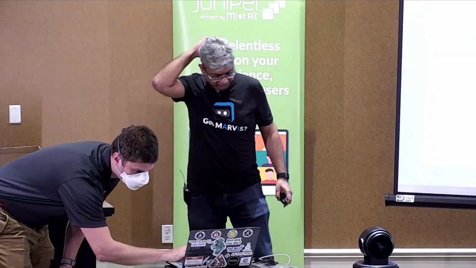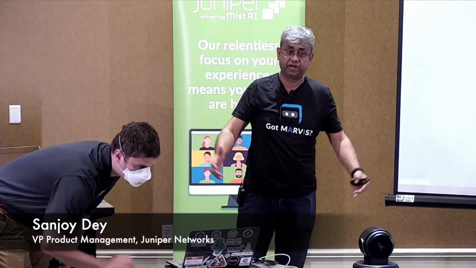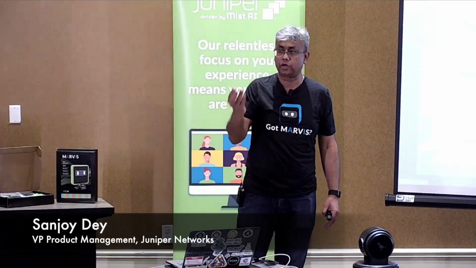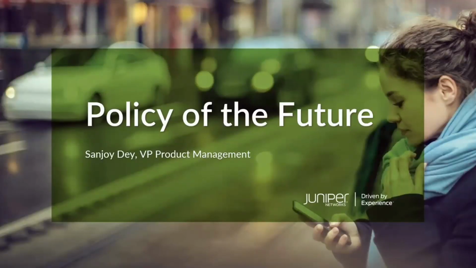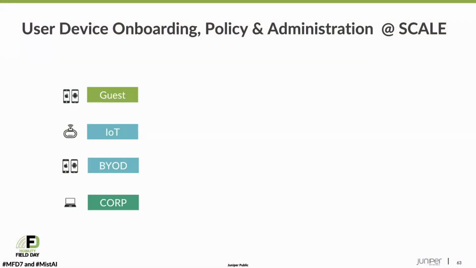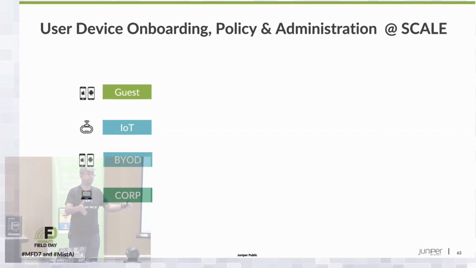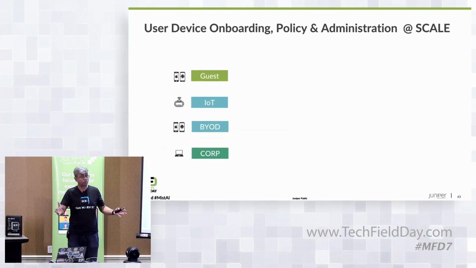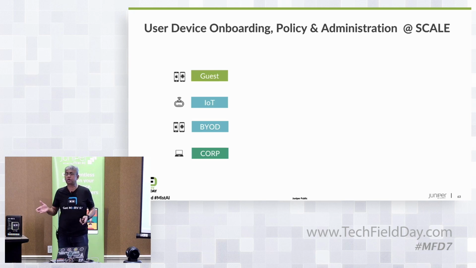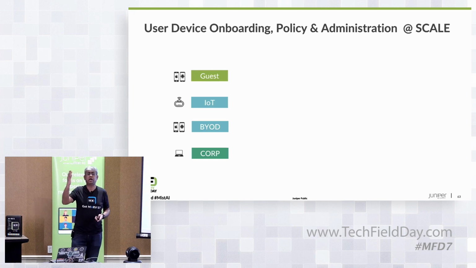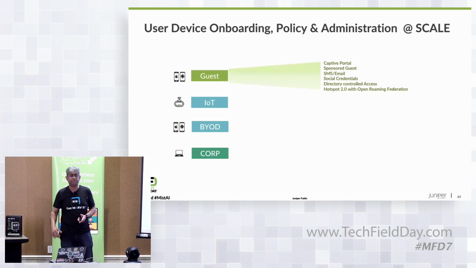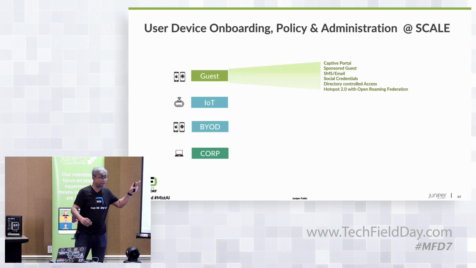Very quickly, if you look at any enterprise, there are primarily four types of devices. There is your guest device, there are IoT devices, you have BYOD users, and then your corporate users. So if you look at what we have done as part of the Mist journey over the last 3 to 4 years, we have built probably the most comprehensive guest solution. And yes, I put in the word captive portal in there. We started with a captive portal.